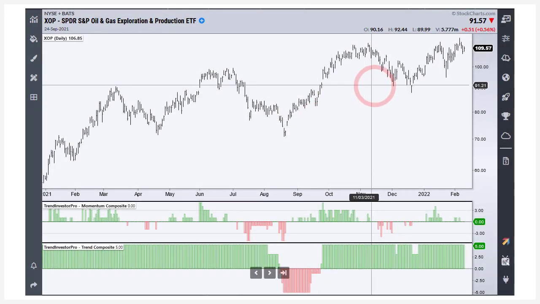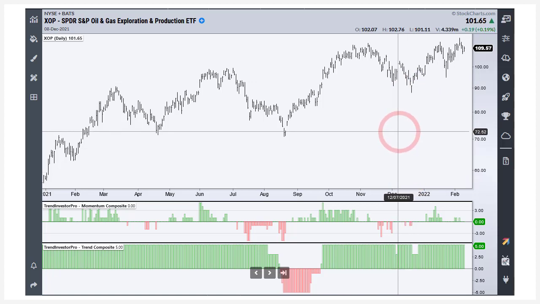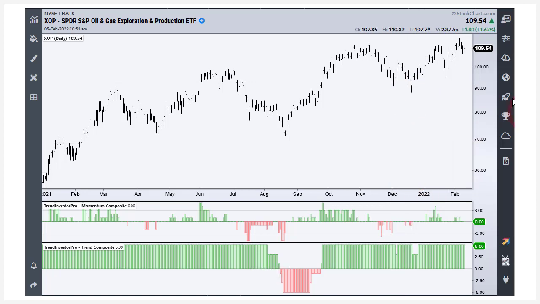So here is XOP, the Oil and Gas Exploration and Production ETF. And if we look here, we can see we get oversold there in November, but it continues down. So sometimes you get oversold and you don't get that bounce or reversal. And that's when you've got to look at the chart and look for some sort of a breakout. And so we can see when we became oversold, we kept on declining.